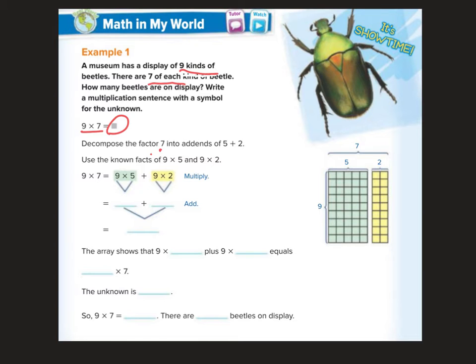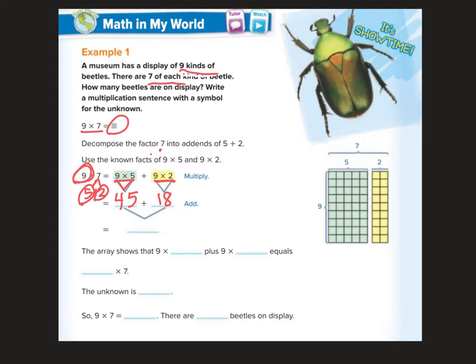So if I break 7 into 5 plus 2, I need to do 9 times 5 plus 9 times 2. Okay. 9 times 5 is 45. 9 times 2 is 18. Now, I probably chose 5 because 5s are easy to count, right? 5, 10, 15, 20, 25, 30, 35, 40, 45. 5s are easy to count, and 2s are an easier number to multiply as well. So I broke it into 2 numbers that I'm comfortable with so that I can get to my answer quicker.